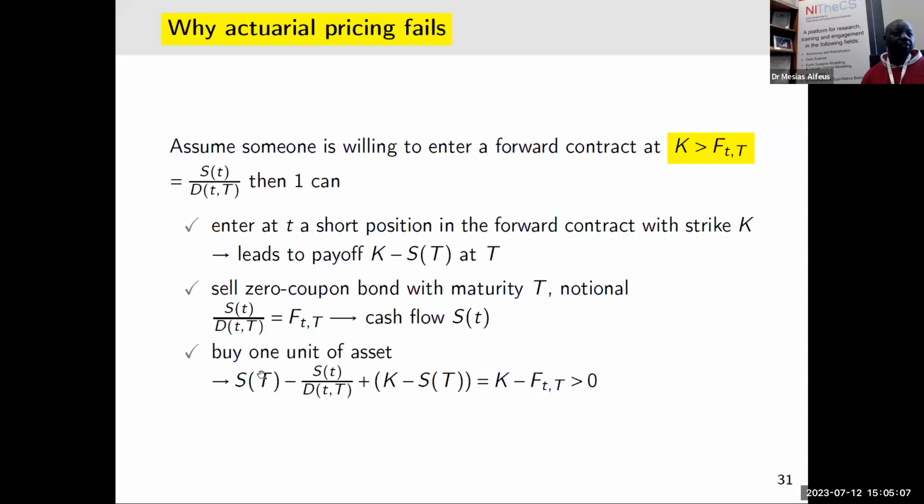Now, because you buy 1 unit of the asset, at maturity your realized profit will be S_T, because you bought 1 asset. Because of the zero coupon bond that you sold, you owe the forward price at time T. And then there is the payoff from the short position in the forward, K minus S_T. The S_T terms cancel, and you end up with K minus the forward price. This is positive. You have invested nothing initially, but at maturity T you have a positive payoff because K is bigger than the forward price. This is what we call an arbitrage.